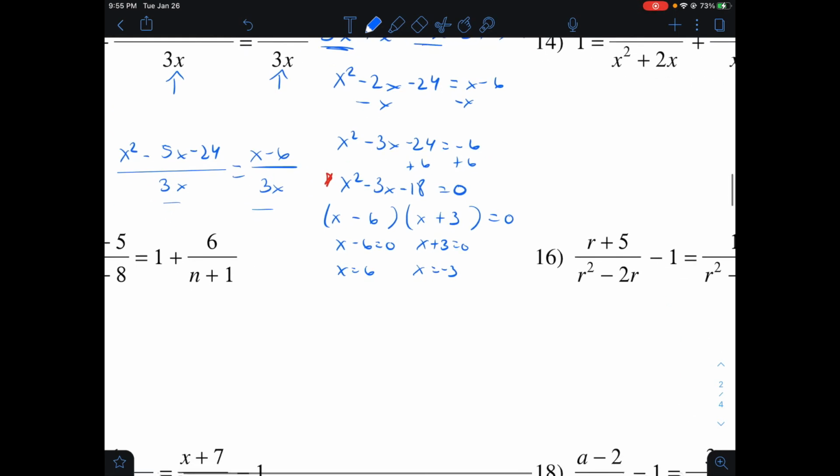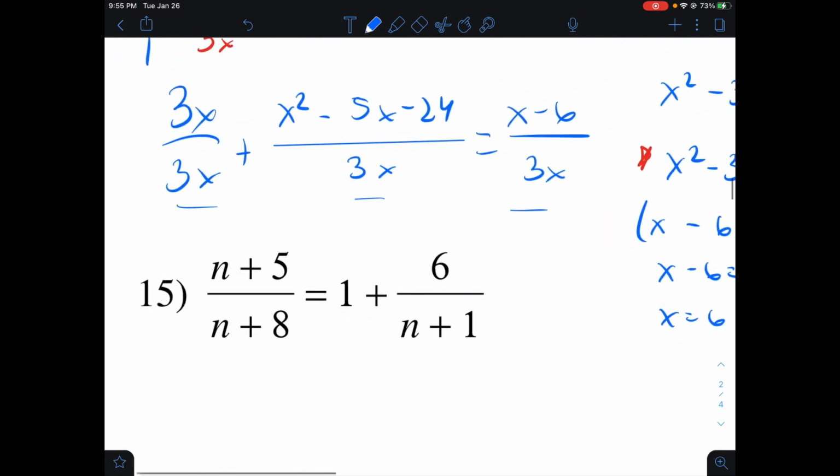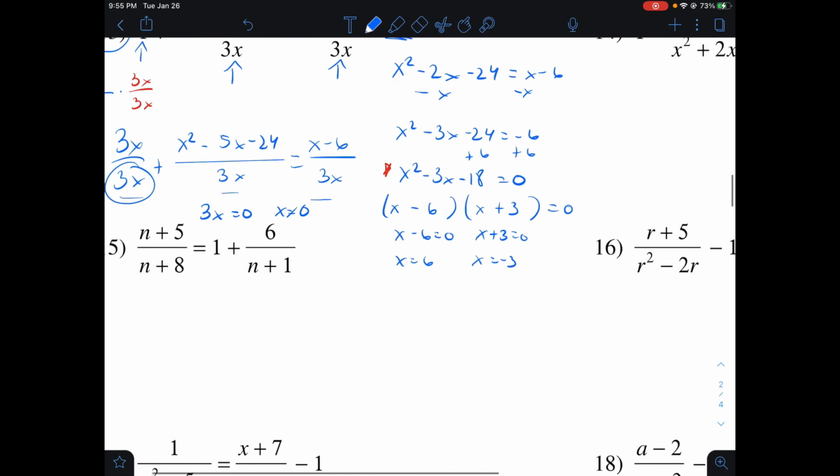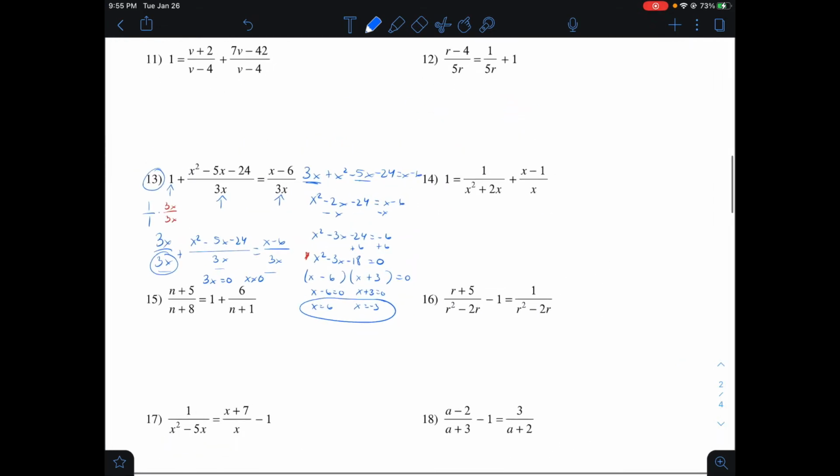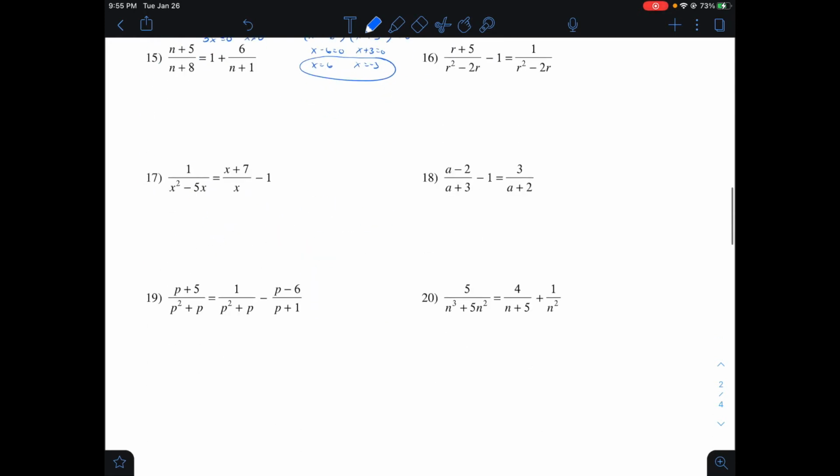And we have to make sure, okay, are both of these solutions good? So we're going to go to our common denominator here, which is 3x, set it equal to 0. We get that x cannot equal 0. So these solutions are good, and we are good to go. Let's go ahead and do at least one more here. Let's try number 19. That one looks tricky.